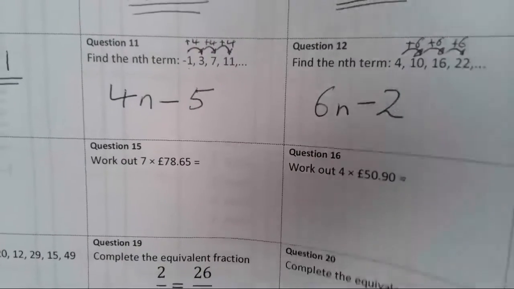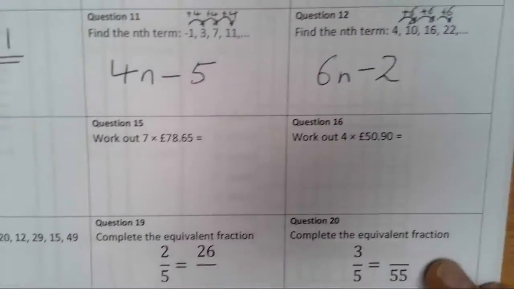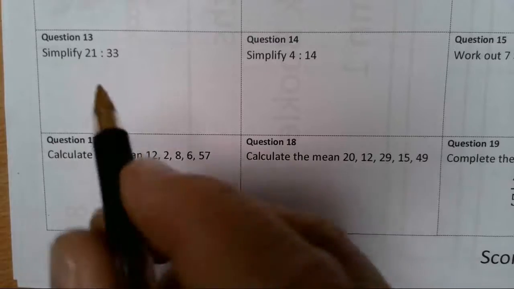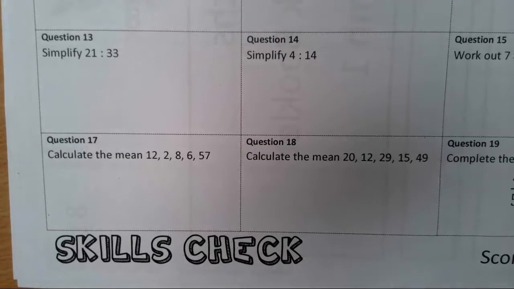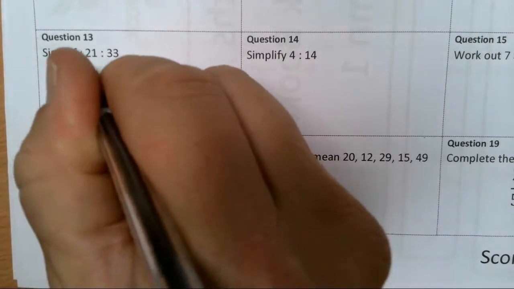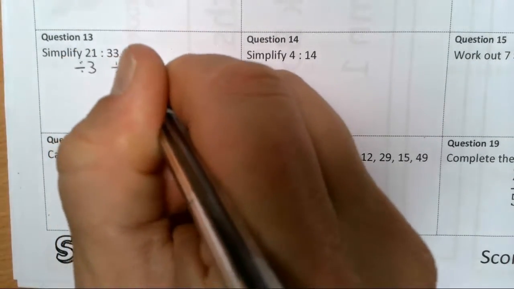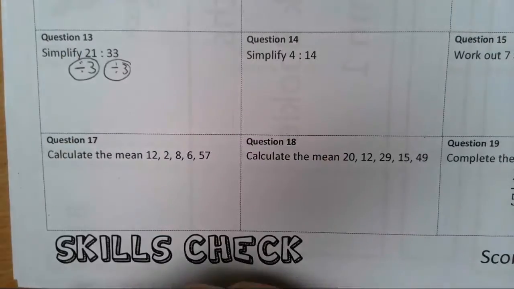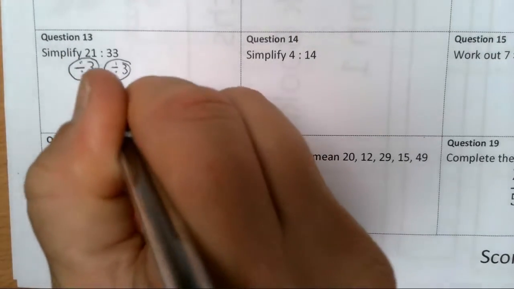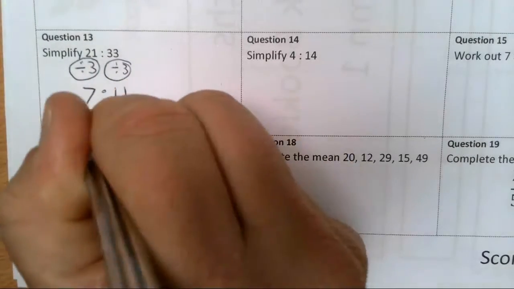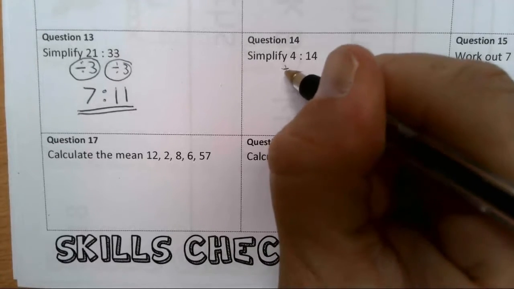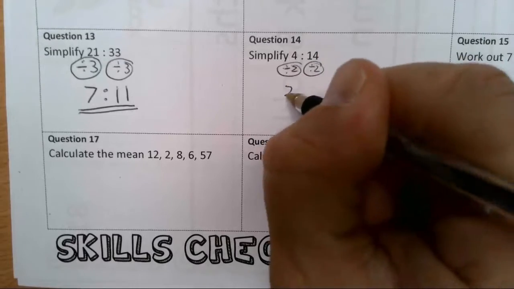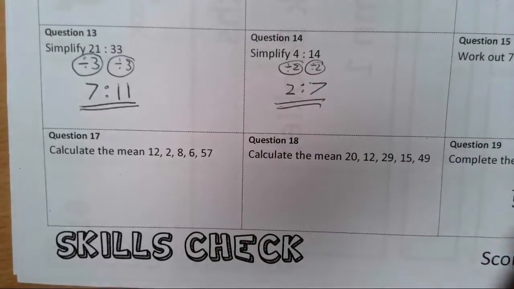Question 13. I'm looking for any common factors of 21 and 33. So I'm looking for, in this case, I can see that I can divide both by 3 to simplify it, in the same way as you'd simplify a fraction. 21 divided by 3 is 7. 33 divided by 3 is 11. Can't go any lower. With this one, I can divide them both by 2. 2 to 7. That's as low as it can go.